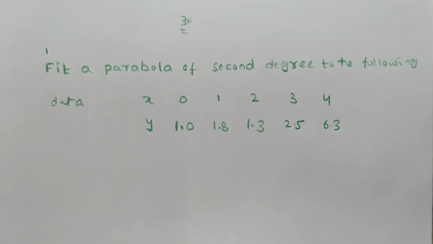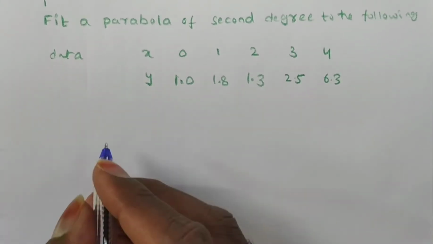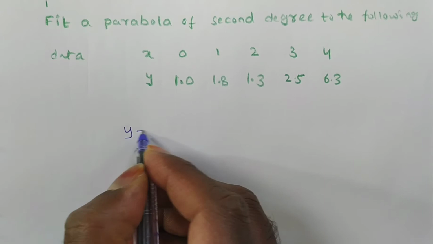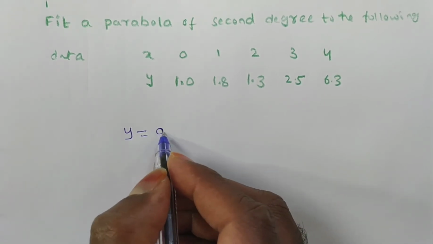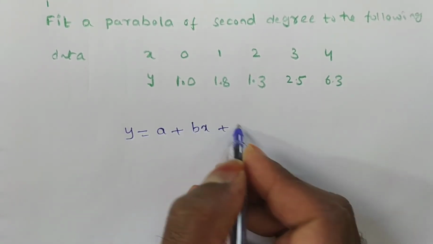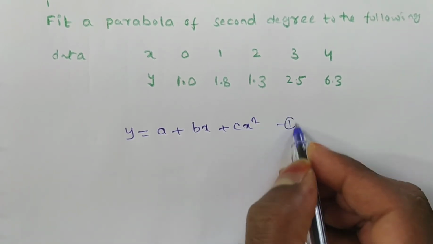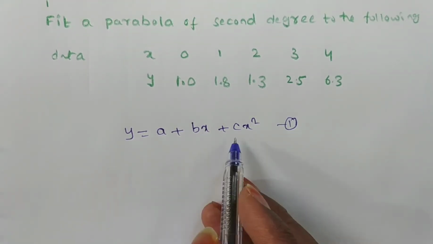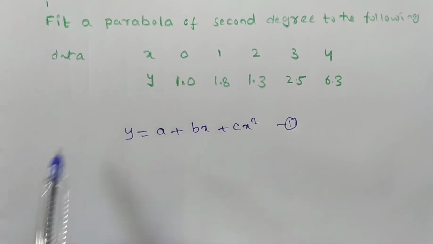Now first, what do we have to do? We have to consider the parabola. Let us consider the parabola y is equal to a plus bx plus cx square, as equation number 1. In this parabola we know only the x values and the corresponding y values.